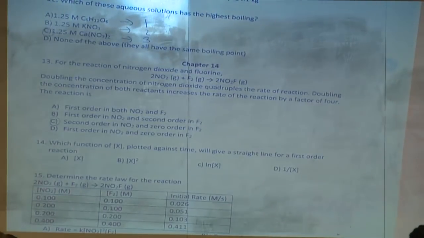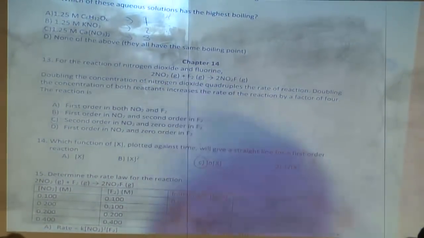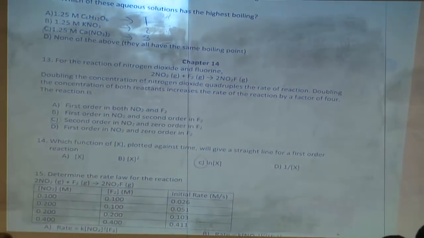Okay. 14 is pretty much a definition question. In that chart in the book, they fit the line for 0, first, and second order. So this question is just asking for what's the straight line for first order, and that's C. So when you do the ln of the concentration, you're going to get a straight line for first order.